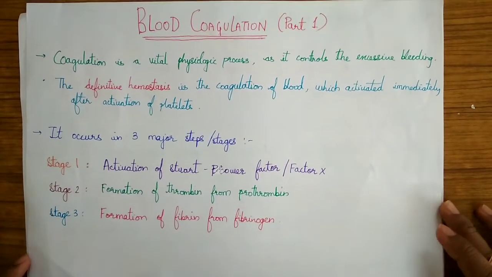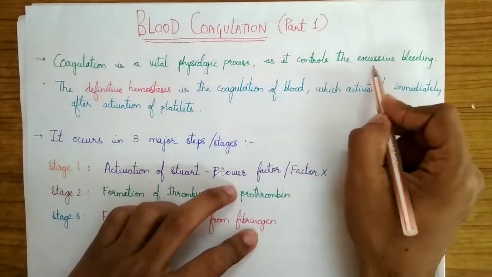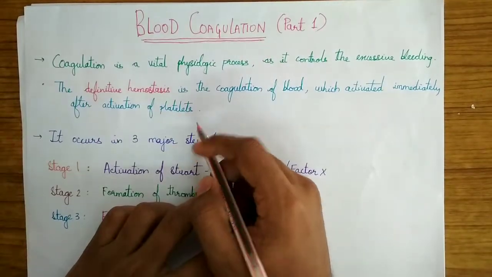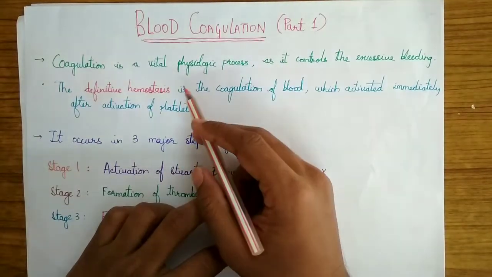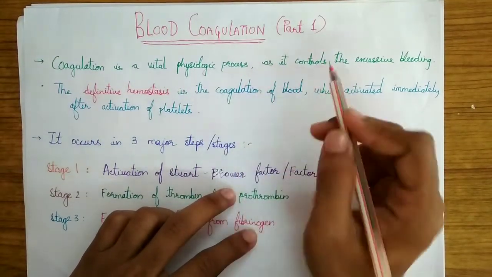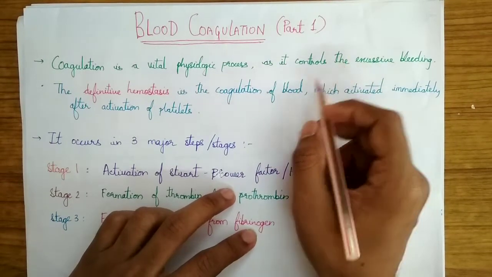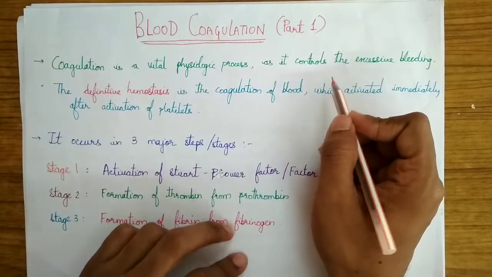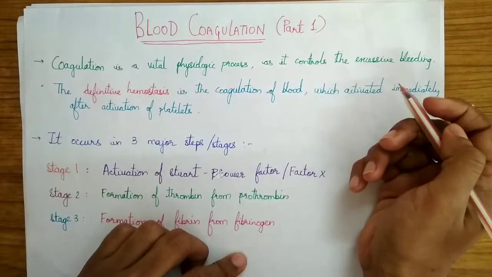Coagulation is a vital physiological process as it controls the excessive bleeding. As we know, without coagulation there will be excessive bleeding and hemorrhage which will ultimately cause anemia and the patient may go into coma due to hypotension.